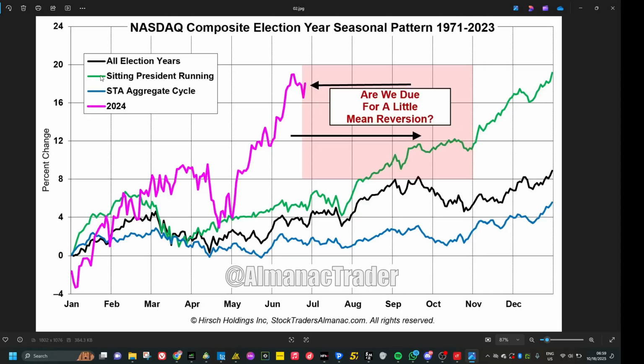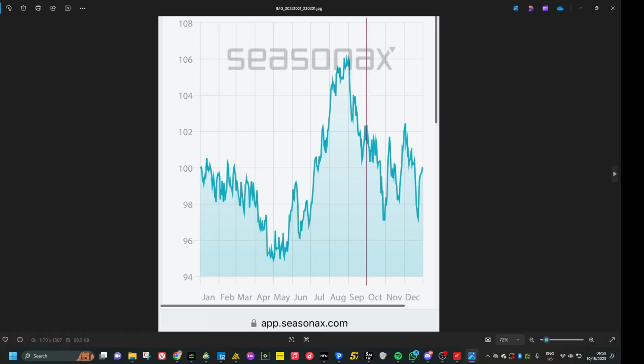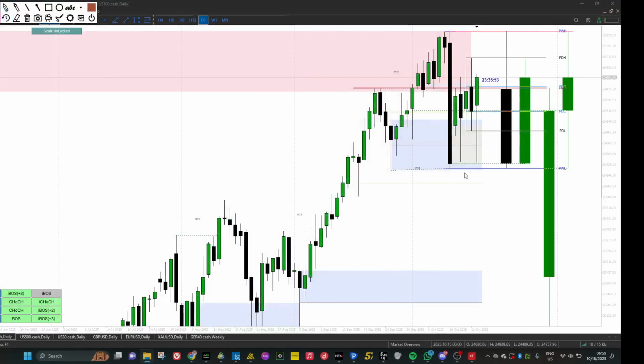This is for the election year. This is for all election year. This thing is from last year, but the aggregate cycle, this one, it should continue up. I need to find one that's for the general price action. Let me see if this one is a bit different. But yeah, guys, so that's what I'm thinking there.